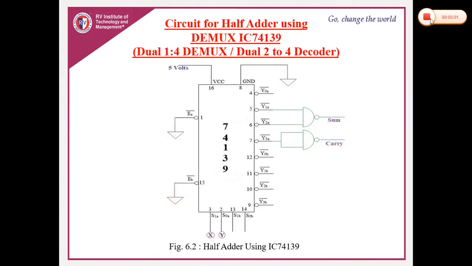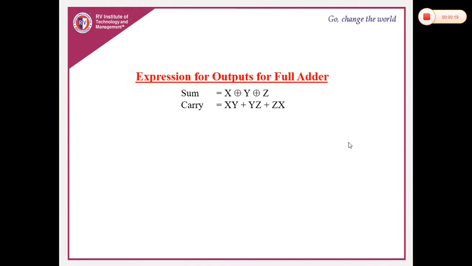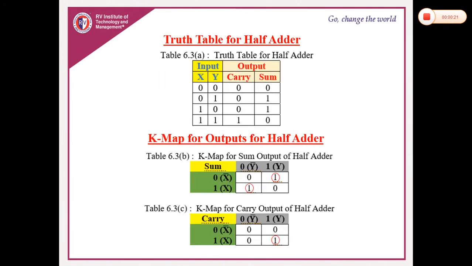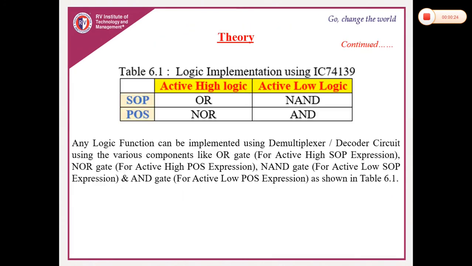Now, after knowing all the things associated with half adder, half subtractor, full adder, full subtractor, and gray to binary and binary to gray, we will see how to implement these circuits using this IC 74139. And one more important thing before implementing this, what you should know is, you please remember this because it is already explained in the theory. Okay, so logic implementation using IC 74139.